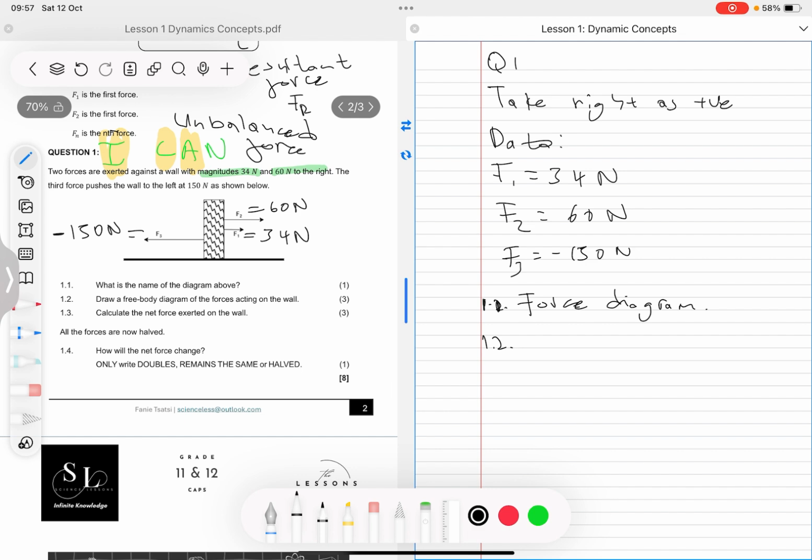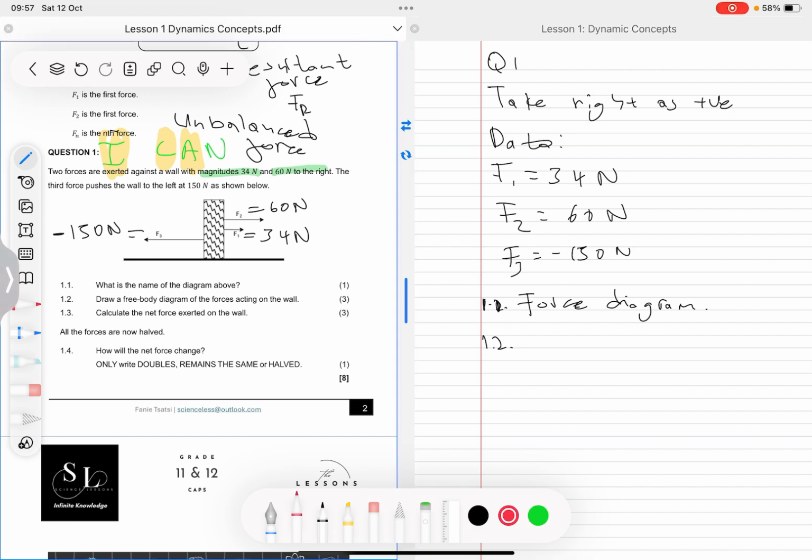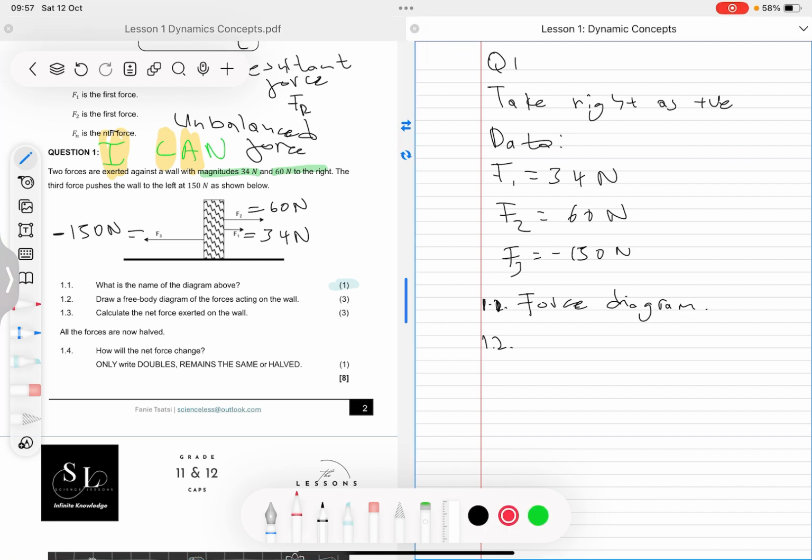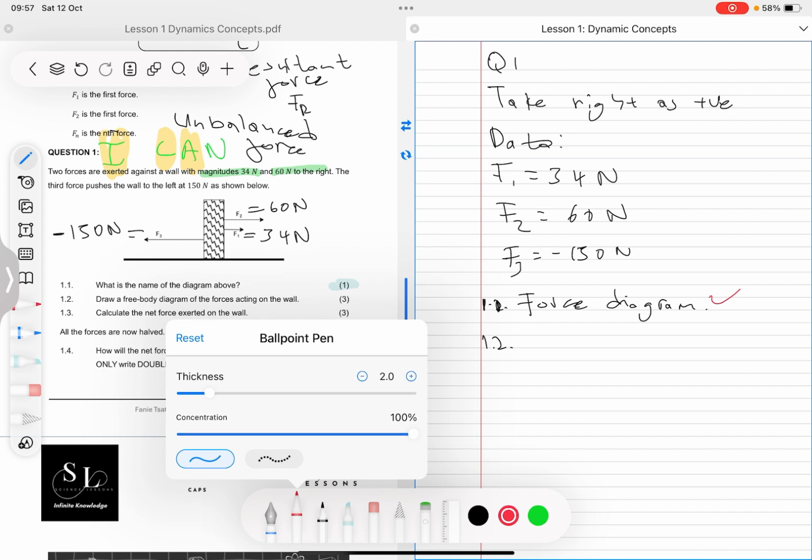Simple, straightforward. And again, if you look at this question, it's worth 1 mark. So here they'll give you 1 mark for that.